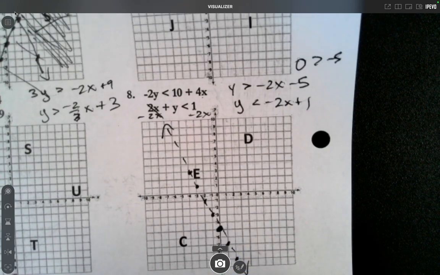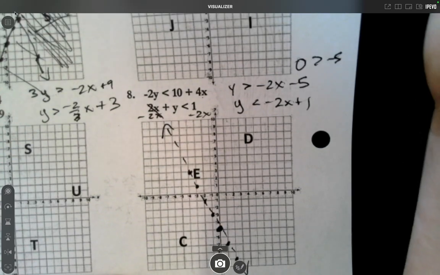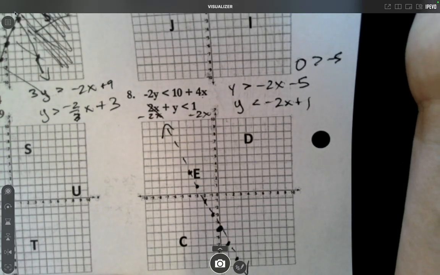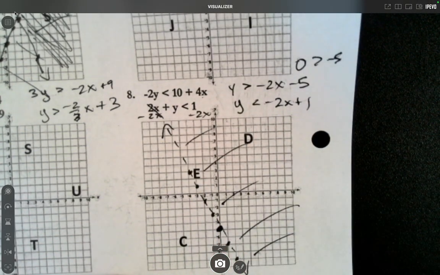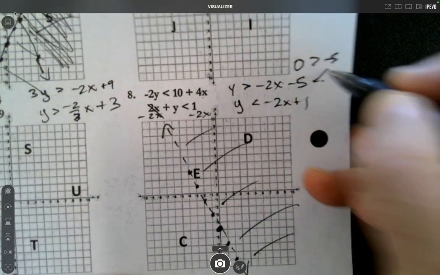Man, I'm having trouble with these inequalities. At least I caught it before I shaded anything. So we're going to try to hurry. 0 is greater than negative 5 is true. So we would shade on the 0, 0 side because that's true. Okay, so that covers this line.